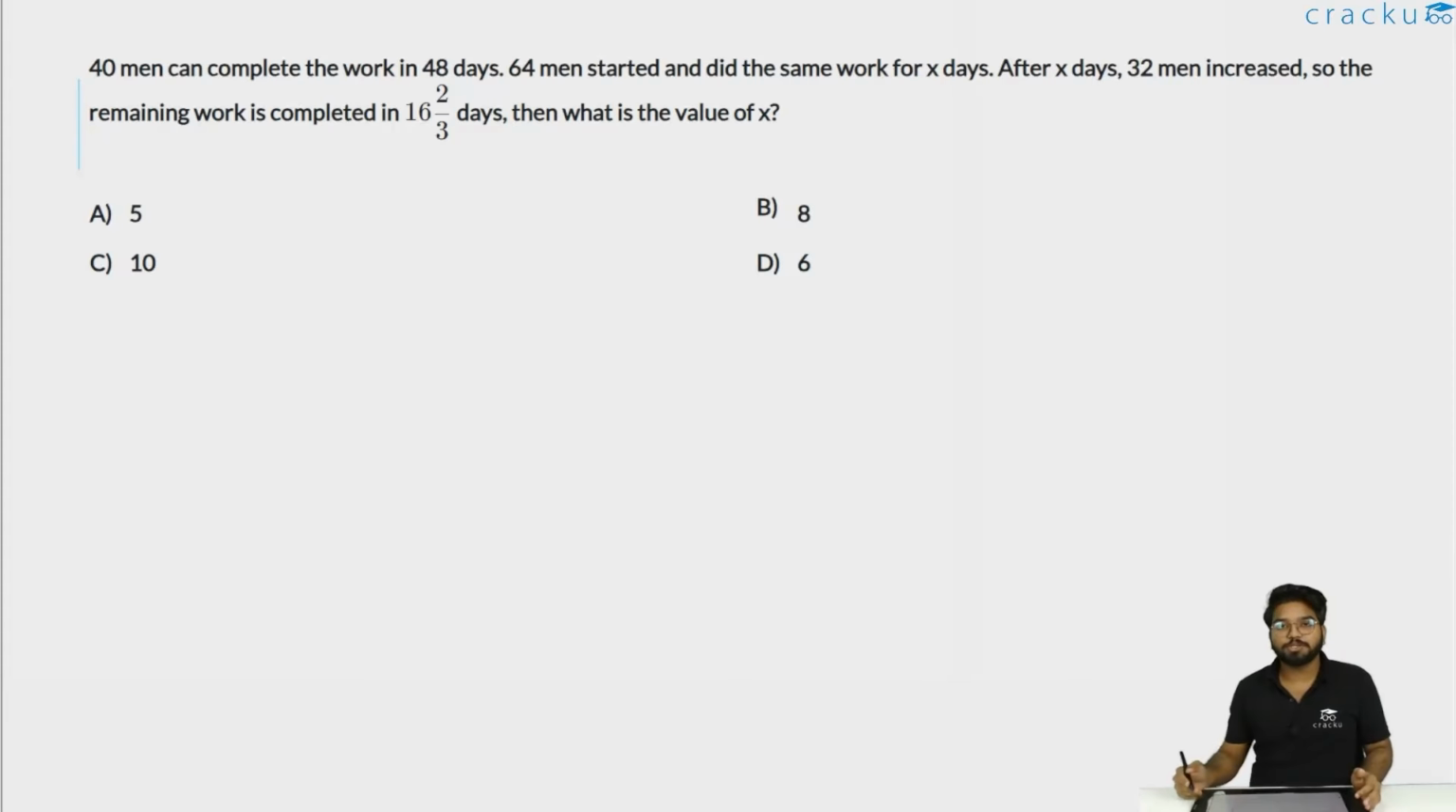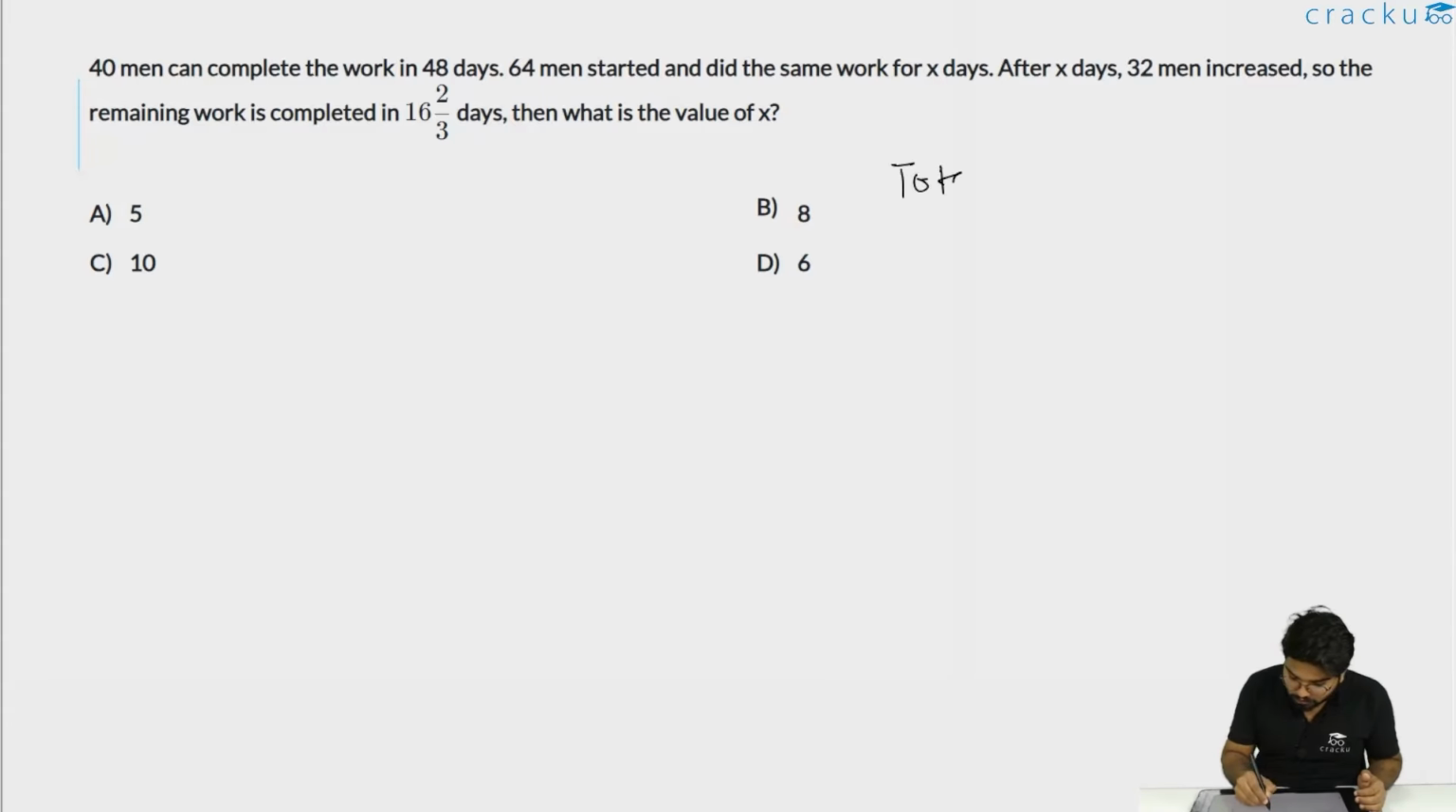Hi guys, we have this question based on time and work. It is a good question. Let's solve this. It says that 40 men can complete the work in 48 days. So we are given the number of persons and we are given the number of days. What will be the total work?